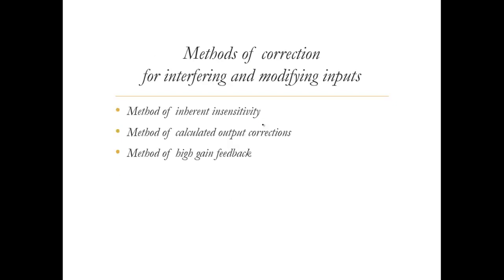Now, before I discuss the last three, let's discuss the first one, the method of inherent sensitivity. This is where you make the instruments insensitive to the modifying or interfering input. For example, if your resistor is temperature dependent, that means the resistance changes with the temperature of the surroundings, you can always select a material whose temperature coefficient, or coefficient of thermal expansion, is quite low.